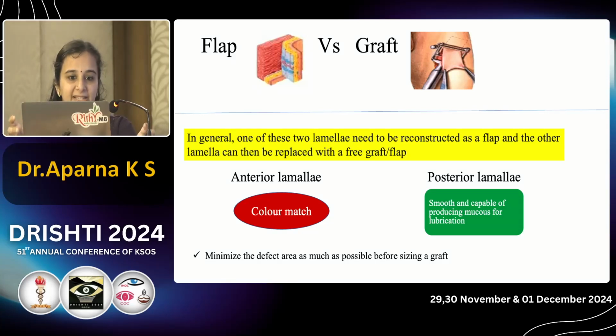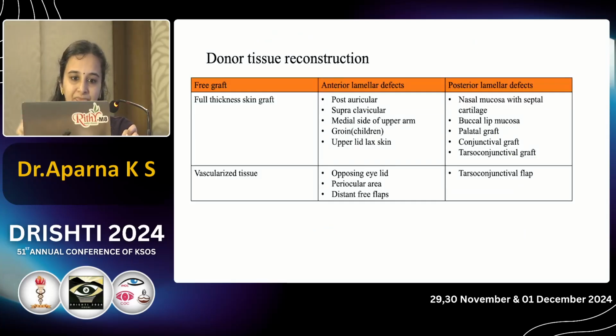Flap is basically a tissue with its own blood supply, and graft is a piece of tissue without a blood supply. So in general, if one of the lamellae needs to be reconstructed, we have to use a flap, and the other lamella can be replaced with either a graft or a flap. For the anterior lamella, the graft or flap should match the color of the surrounding tissues, and the posterior lamella should be replaced with a tissue which is smooth and capable of producing mucin for lubrication.